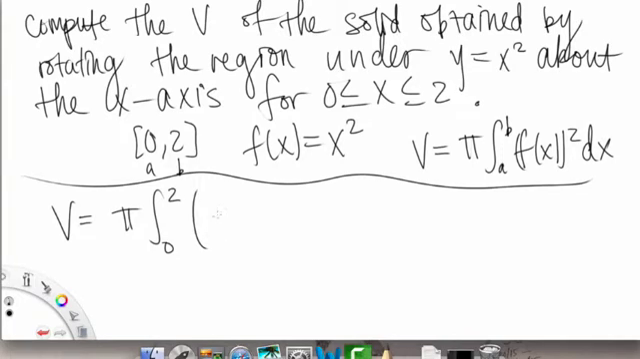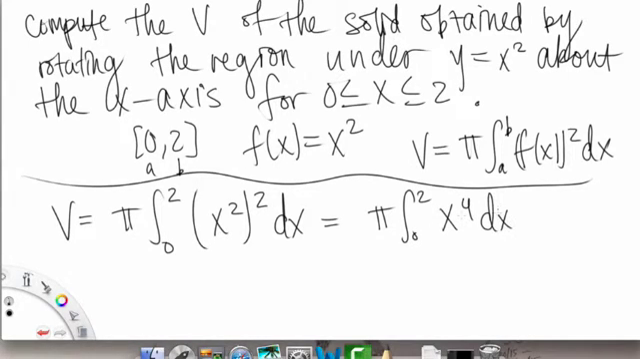And then we're going to take our f of x, x squared in this case, and square it and stick it into the integral. Alright, so here we're just going to compute. So we have the integral from 0 to 2 of x to the 4th dx. Okay, so then this is going to turn out to be V equals pi times x to the 5th with a 1 over 5 in front, evaluated from 0 up to 2.